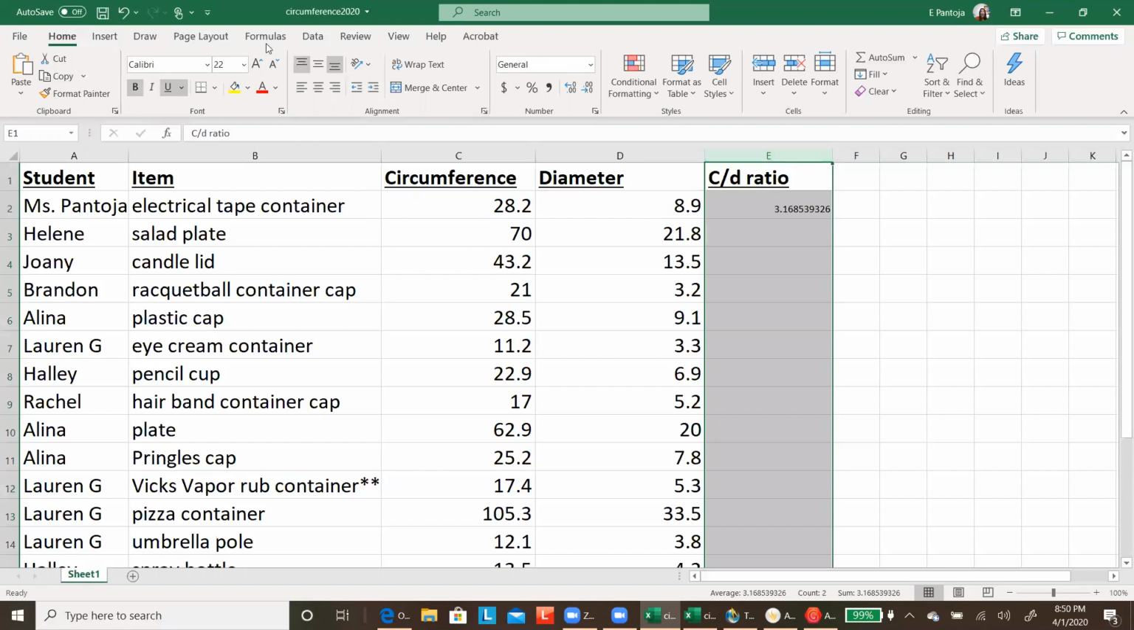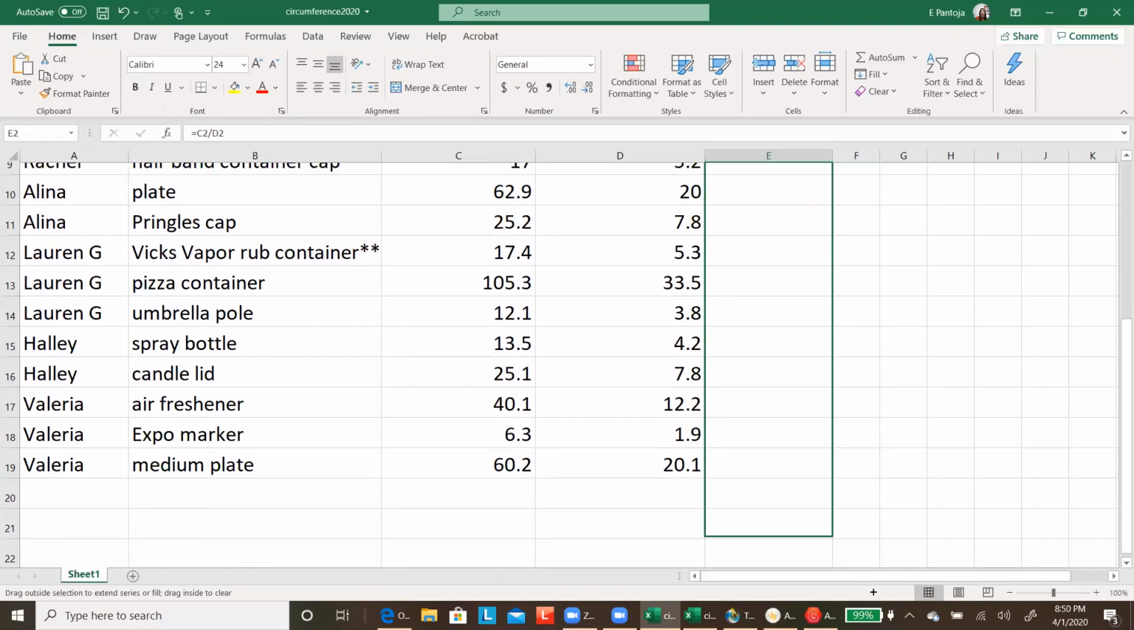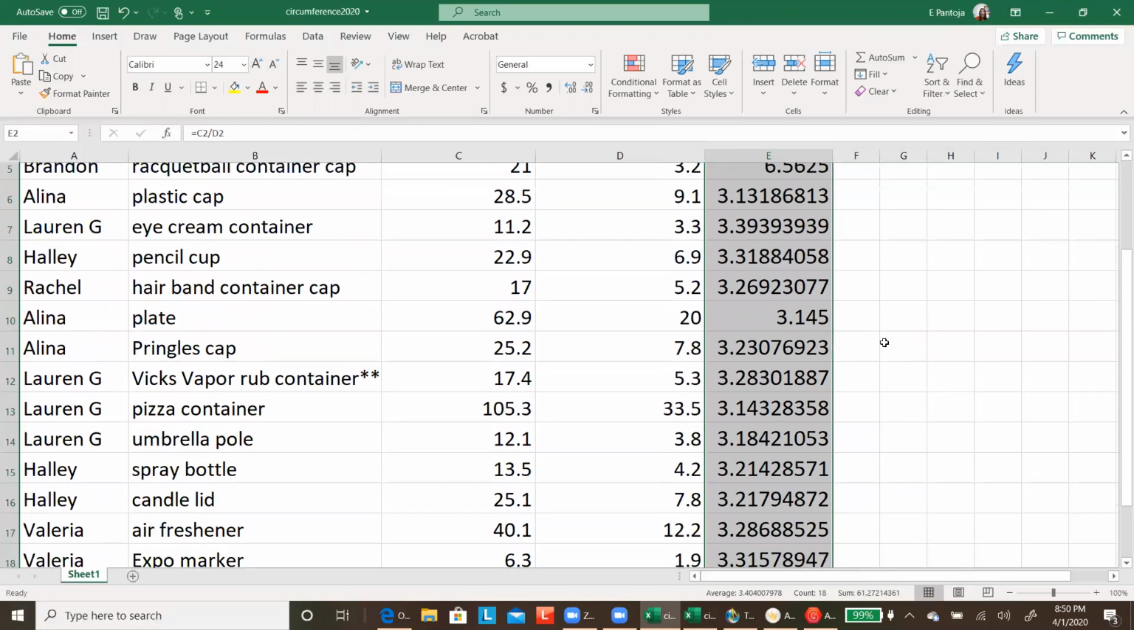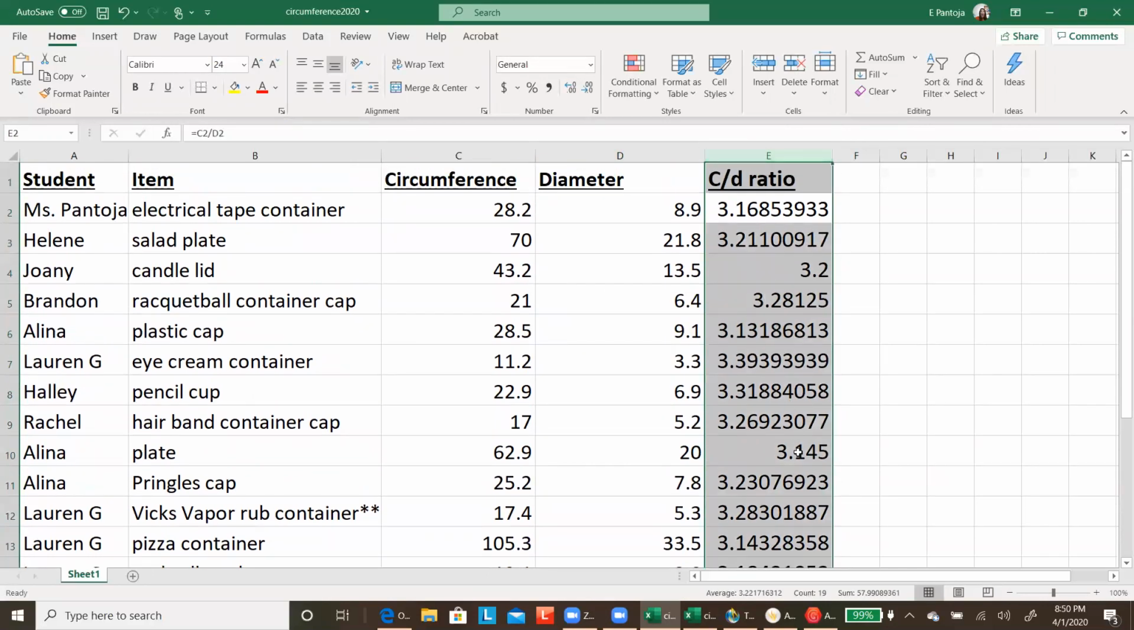Let me see if I can make this a little bit larger, because that's not easy to read. There we go. Okay, I got a number. Now that number, I want that ratio to be calculated for every single circular item that I did. So I'm going to go to the bottom corner here until it becomes a plus. I'm going to click, and I'm going to drag this down. Okay, and when I do so, we have different circular items here, as you see. Oh, this one looks a little bit off. Oh, because he gave me the radius. Okay, there we go. So we have different circular items here, and we have the electrical container, salad plate, Pringles cap, and we have different measurements, but look at the ratio of the circumference to the diameter each time.